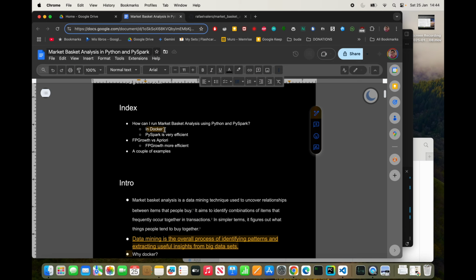There are different algorithms. I think you can find both FPGrowth and Apriori around in Python and PySpark, but FPGrowth is quite efficient. So if you have a lot of data, FPGrowth probably is the only real alternative you have. And then we can see a couple of examples.